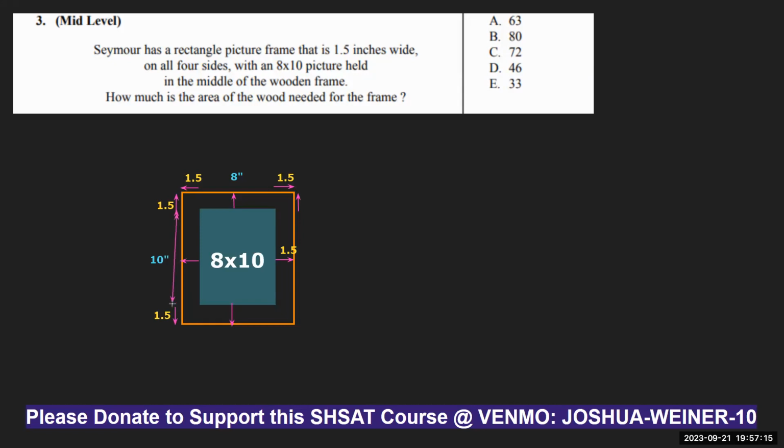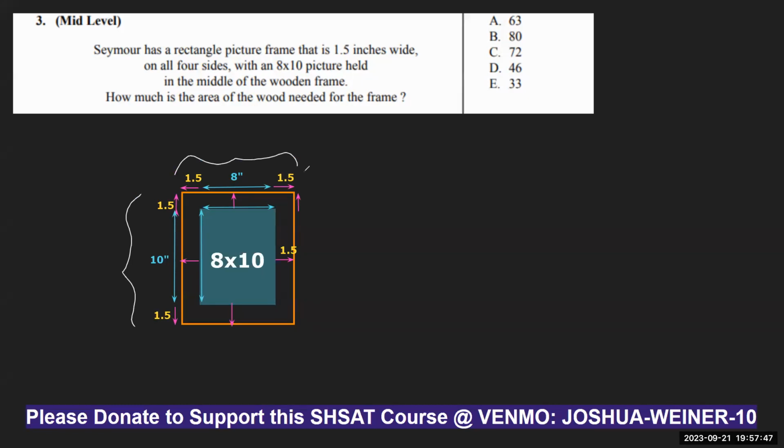So between here and here, let me use a different color. Between here and here, this is 10 because it's 10 units high. But then we're adding an extra 1.5 above and 1.5 below. Here, this is 8 inches across in width. So then we have an extra 1.5 on the left side and on the right side for the picture frame. So then what's the new total width and height of the picture plus frame?